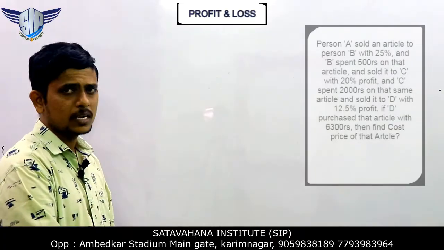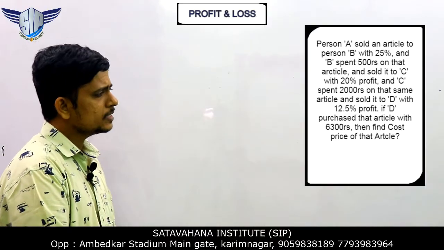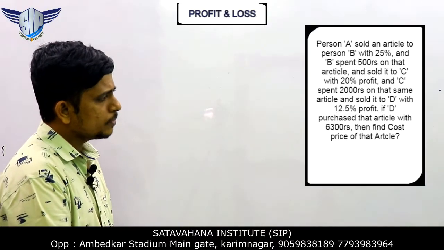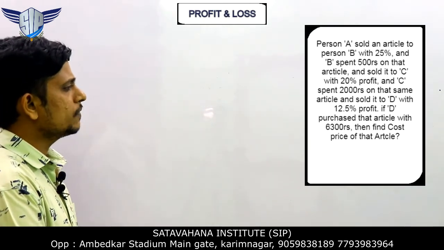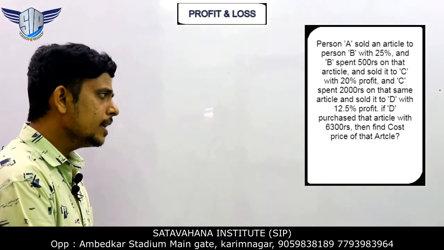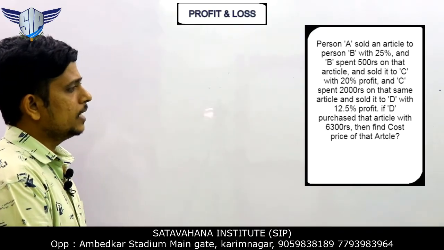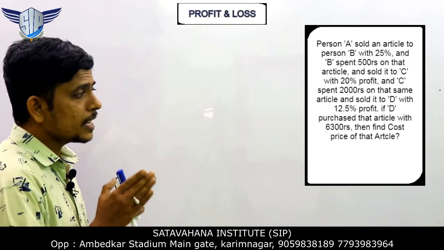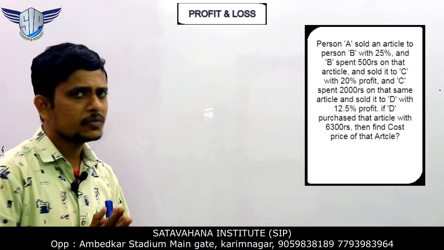Okay, and here is the second question. Person A sold an article to B with 25% profit and B spent 500 rupees on that article and sold it to C with 20% profit, and C spent 2000 rupees on that same article and sold it to D with 12.5% profit. If D purchased that article with 6300 rupees, then find the cost price of that article.